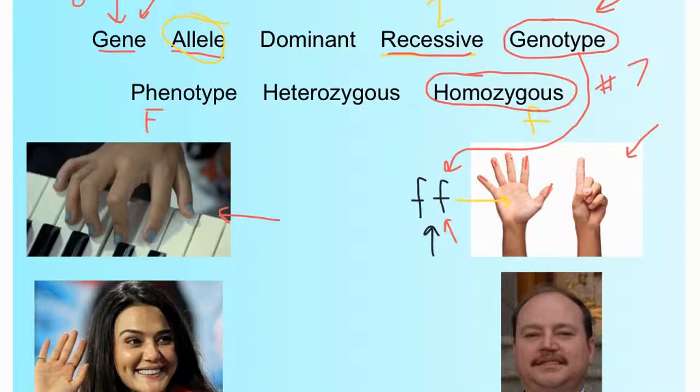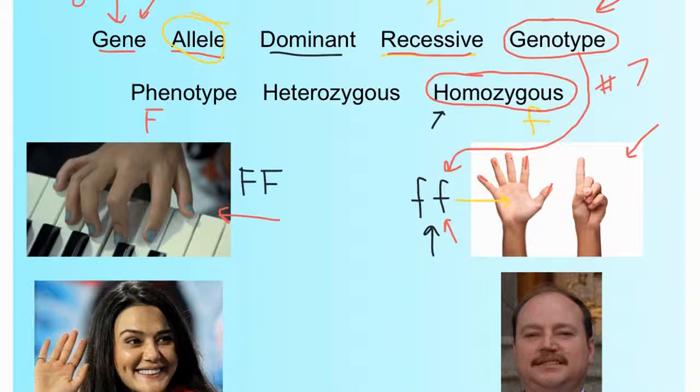But people with 6, they can have 2 different genotypes. They could be big F, big F, so they got 2 dominant alleles. That's homozygous again because they're the same. So they're homozygous dominant this time. So they got a big capital F from their mom and a big capital F from their dad.